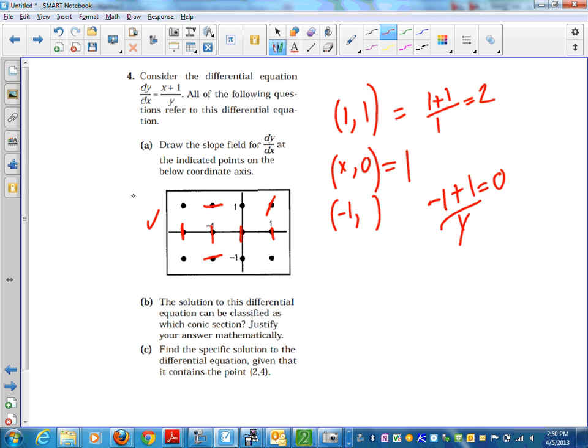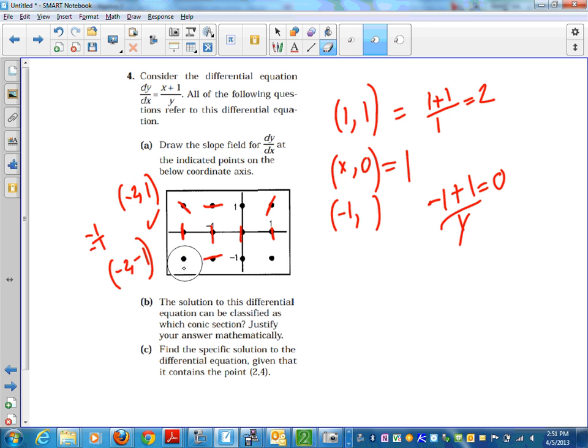This point is negative 2 for x and y is 1. So negative 2 plus 1 is negative 1, divided by 1, negative 1. So we have a negative slope, not quite as steep as that 2 over there. And over here, x is still negative 2, but the bottom is negative 1. So we have negative 1 divided by negative 1, positive 1. So about as steep, whoops, too steep, something like that.